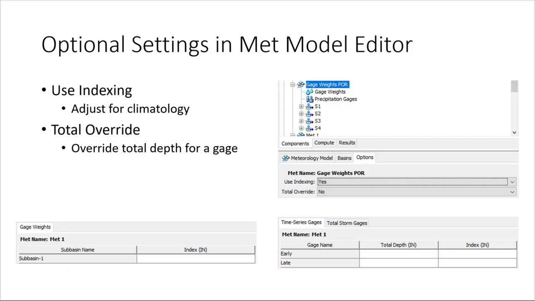You would set the annual total precipitation for each gauge in the index column of the time series gauges table, and then set the value for annual total precipitation in the index column of the Gage Weights table. This lets you account for systematic differences in how precipitation might be recorded due to gauge location. For small project areas, this may not be necessary, but for larger project extents where the behavior of precipitation varies significantly, this allows you to adjust the estimated precipitation for the subbasins of interest. Total Override allows you to set the total depth for the gauge instead of letting HMS compute it by taking the total of all time steps in the gauge entry.